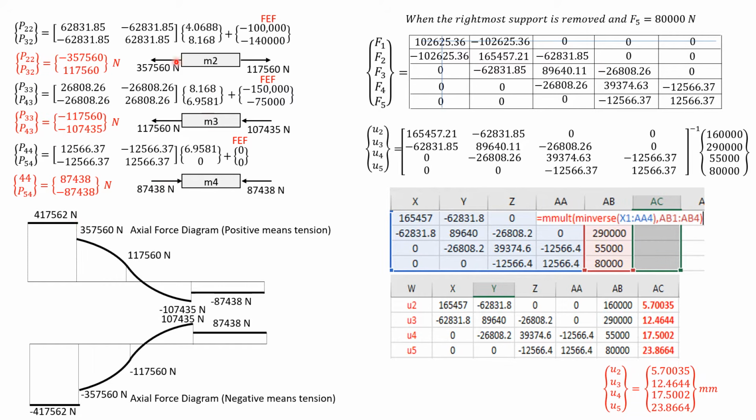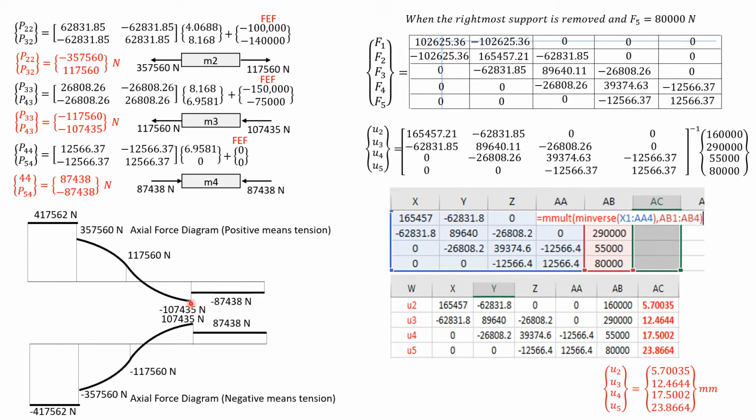Then this is member 2, 357,560 at the left, tension, and 117,000 at the right. So it varies. Look at the diagram. Then member 3, there's a portion that is in tension and there's a portion which is in compression. Look at that diagram there. So there's a portion where there is no axial force. So it crosses there.